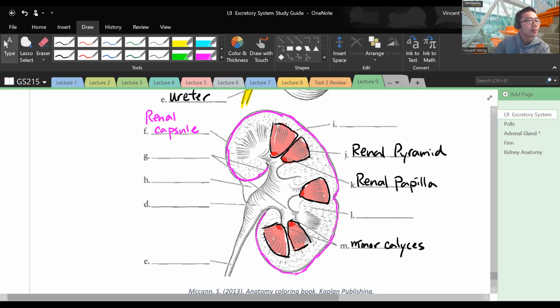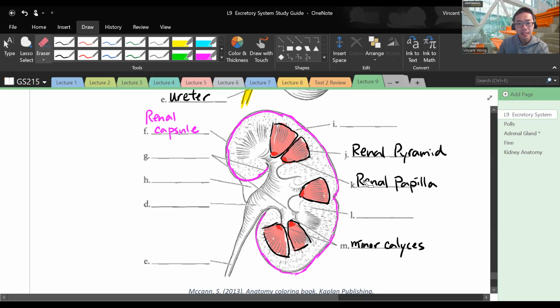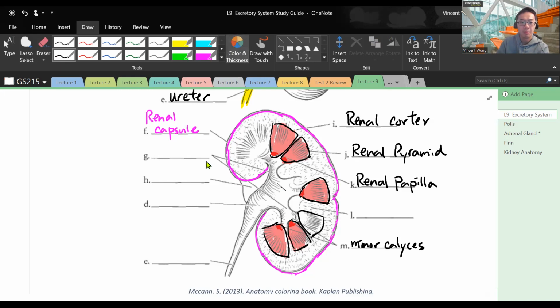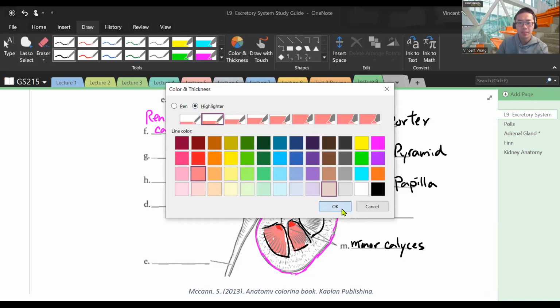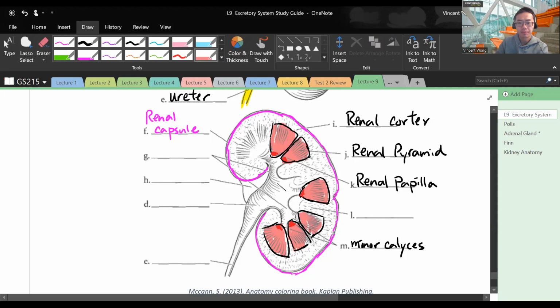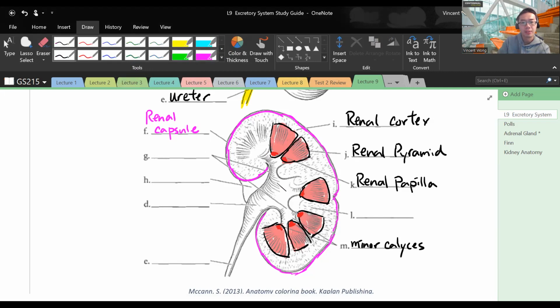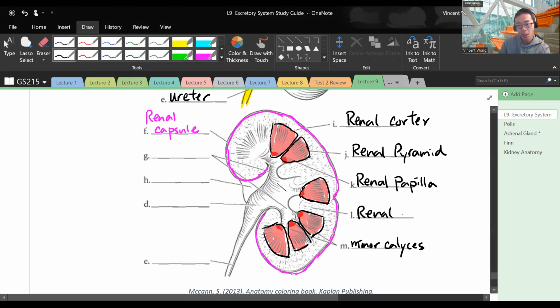What else do we got here? Let's see. L, sorry, is that an L or I? That's an I, right, Zia, I think? Yeah, I. Okay, I is the renal cortex, that's right. Renal cortex, the outside, right? Just the perimeter of it. And then L is actually the space between those pyramids. Very good. Okay, so that would be the renal column.